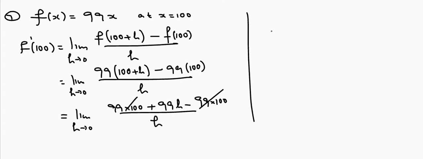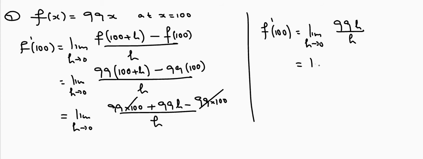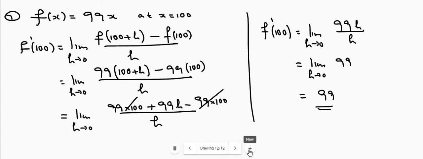This limit h tends to 0, f dash of 100 is equal to limit h tends to 0 of 99h divided by h, which will get cancelled. Then limit h tends to 0, we get 99. Answer is 99. Clear?